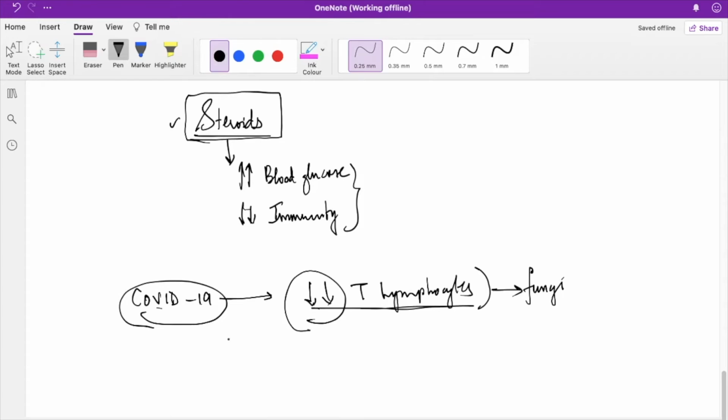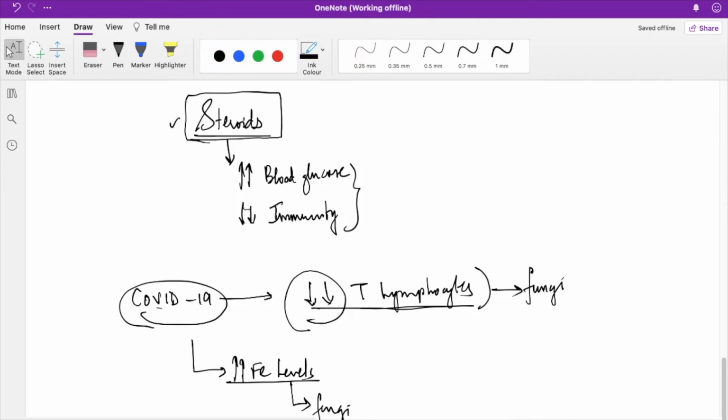In COVID-19 patients, there are also increased iron levels in the blood because ferritin levels are increased. Just don't go deep into ferritin, just know iron levels are increased in COVID-19 patients. All organisms require iron, humans require it, and all microorganisms, including fungi, require iron for their growth and also to cause disease. So this increased iron level also provides a suitable environment for the fungi to grow.